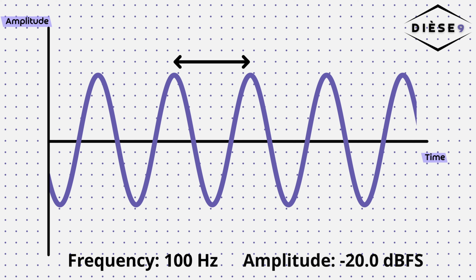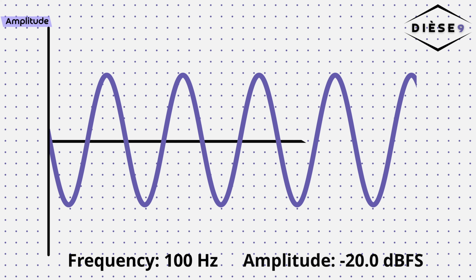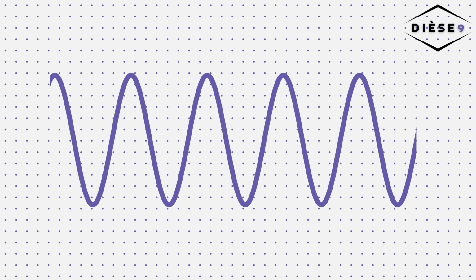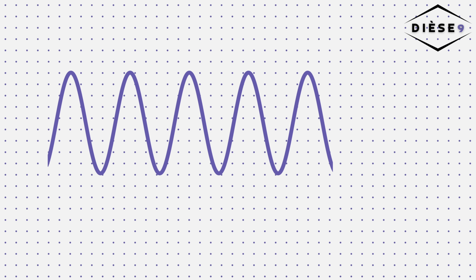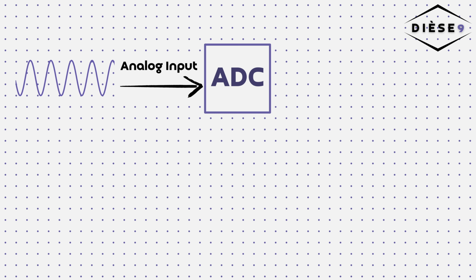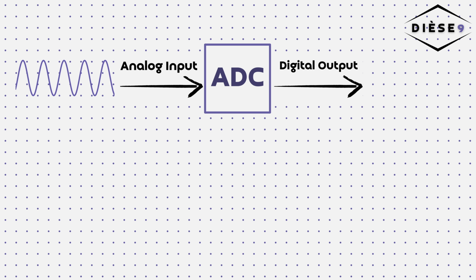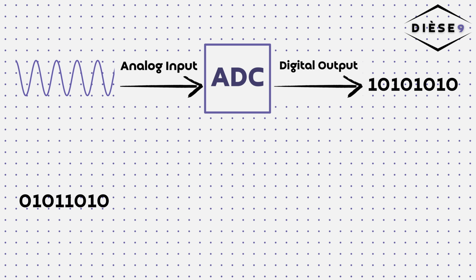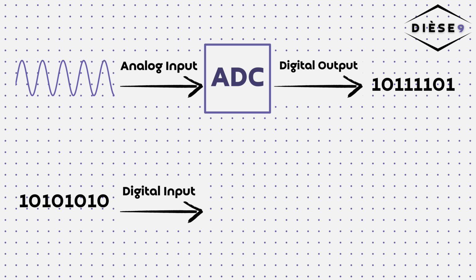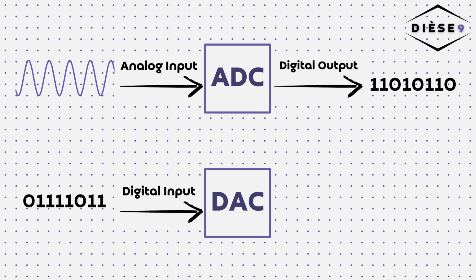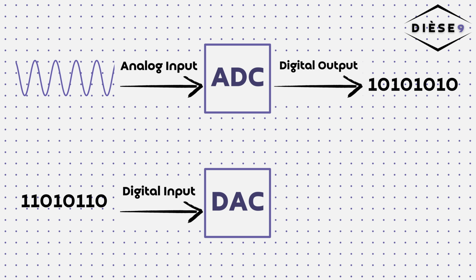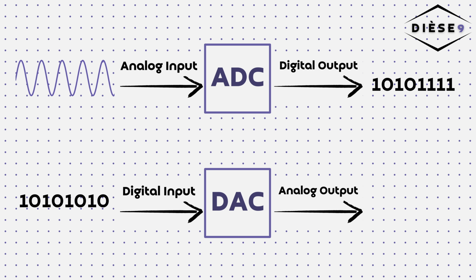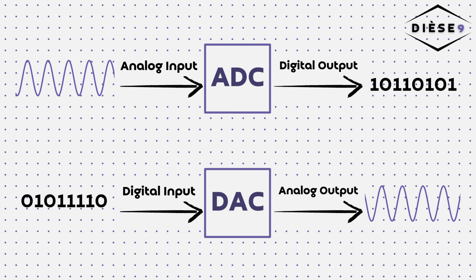So how do we turn this continuously varying signal into numbers and back again? That's where converters come into play. Analog to digital converter, ADC, converts the incoming continuously varying analog signal into a stream of digits. Conversely, to turn those digital files back into sound waves our ears can hear, we need a digital to analog converter, DAC. Its job is to reconstruct an analog signal from ones and zeros.